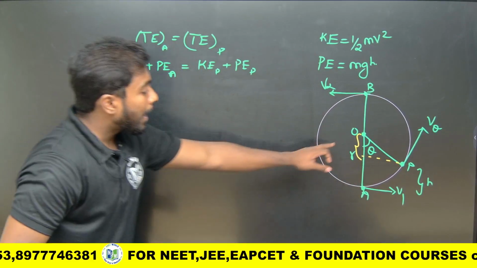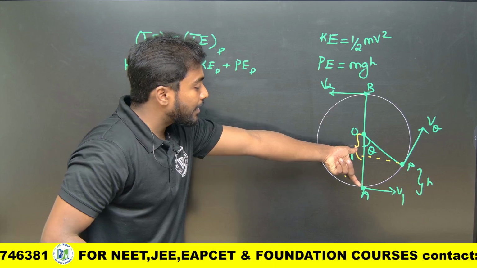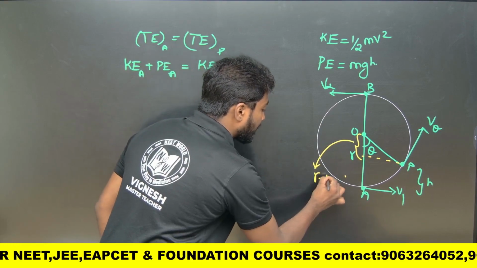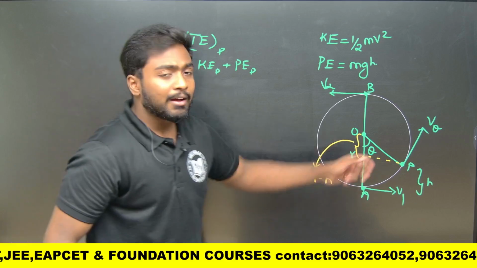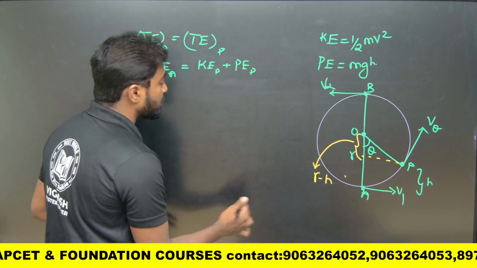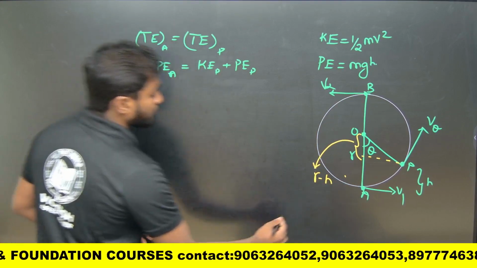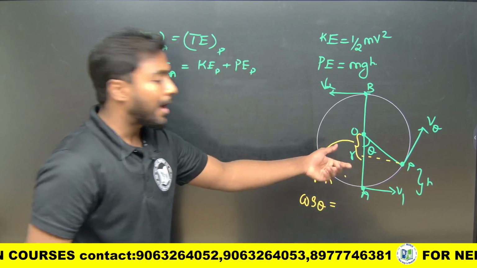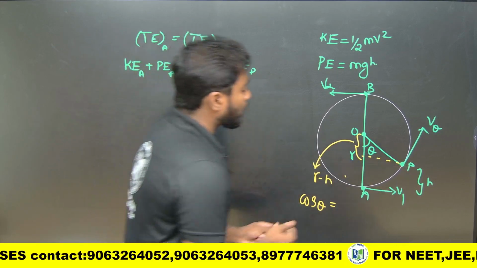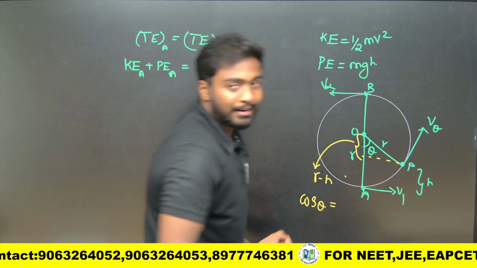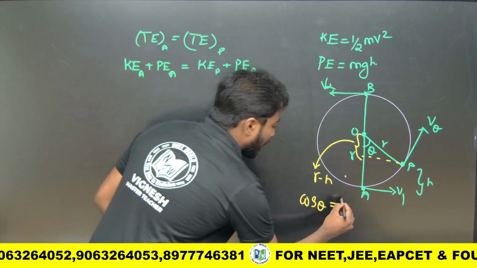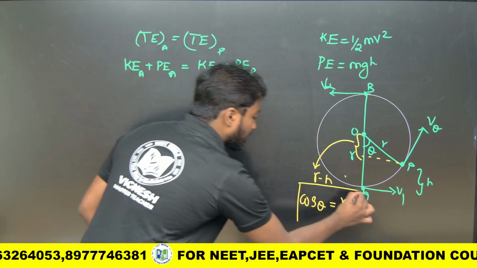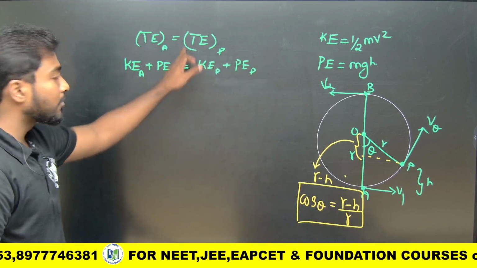This one will be r minus h, the radius, and this is the height. So from this, if I write cos theta, cos theta means adjacent by hypotenuse. If I talk about the hypotenuse, this is also the radius r. So cos theta is r minus h by r. Keep this cos theta as it is, we will use it in this equation.